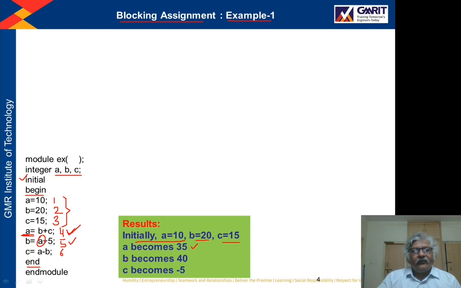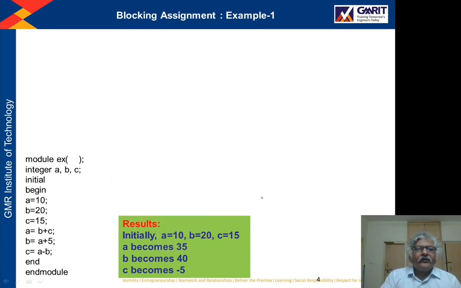So A plus 5 will be 40, and 40 will be assigned to B. Now when the fifth statement is executed completely and B is updated, then only statement number 6 will be executed. So now B is 40, and in statement number 6, C is equal to A minus B. So the answer will be minus 5, and minus 5 will be assigned to C, right? So this is the process of the execution of blocking assignment statements.